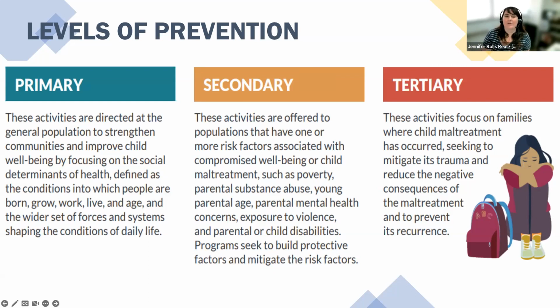And then lastly, we have what we would call tertiary prevention. This is where the abuse or neglect has already occurred. And now we're really intervening to address trauma, to improve outcomes for the children and families, and to prevent reoccurrence or reentry. So when we plug this framework of levels of prevention back into the river, it looks something like this. And if you can go to the next slide, thank you.